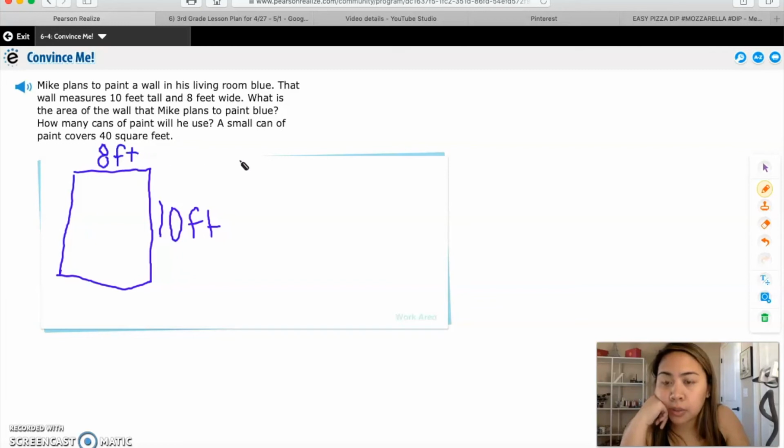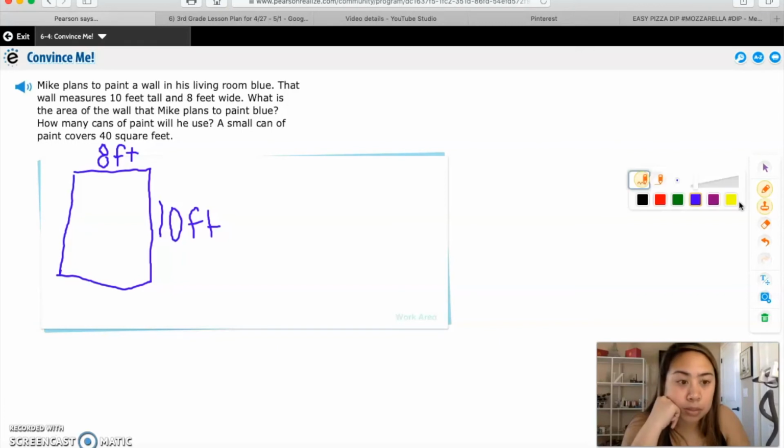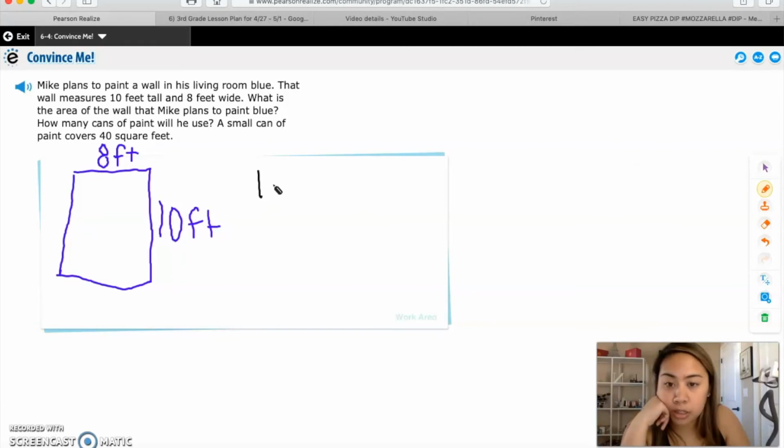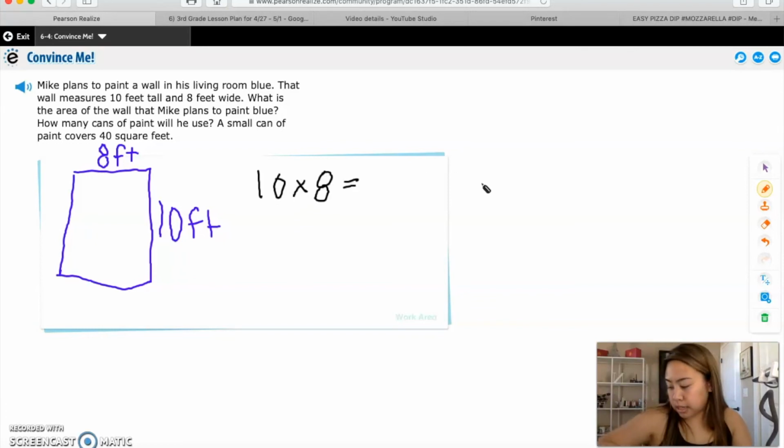So we got 10 and 8. So let's go ahead and multiply. Let me switch to black. So we can do 10 times 8, and that will give us 80. Okay? But each can only cover 40. Each can only cover 40 square feet. So how many cans of paint will he need?